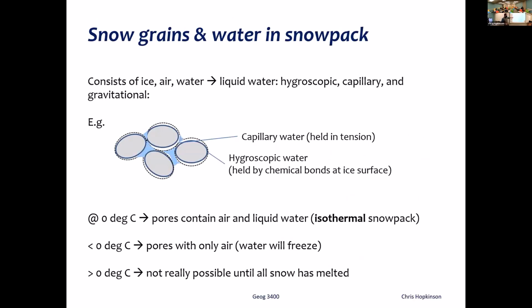I'm not going to spend any time on this. We'll talk about these kind of capillary processes in soils in a couple of weeks' time. But it is possible for snow grains and moisture to coexist. And if you get that situation throughout the entire snowpack, then it is isothermal.